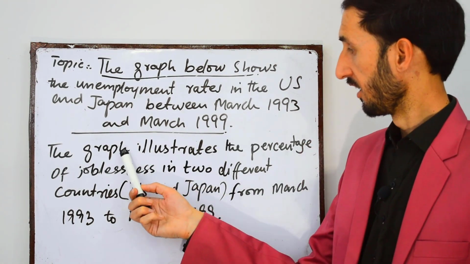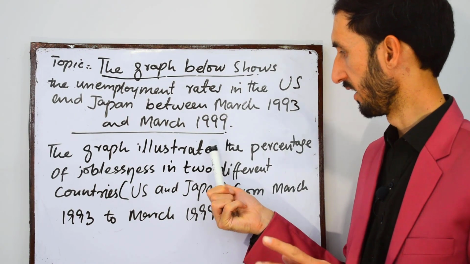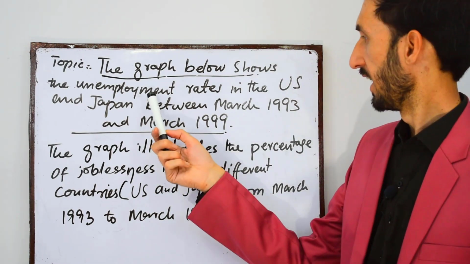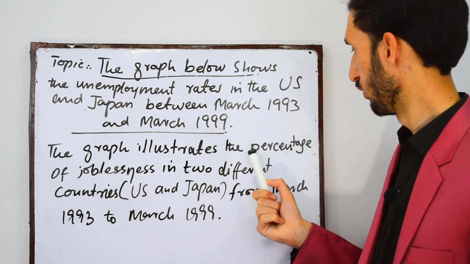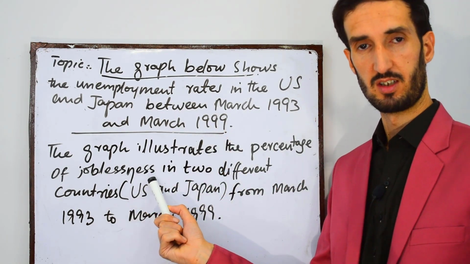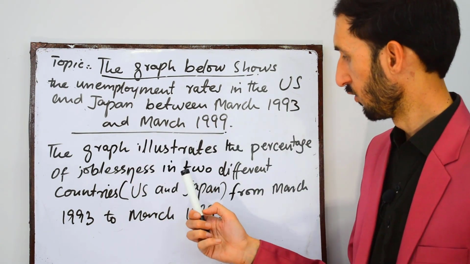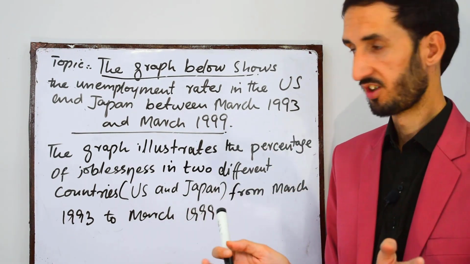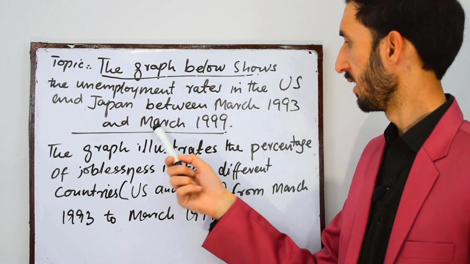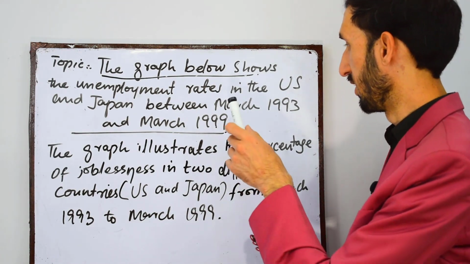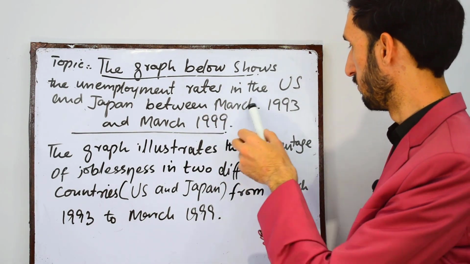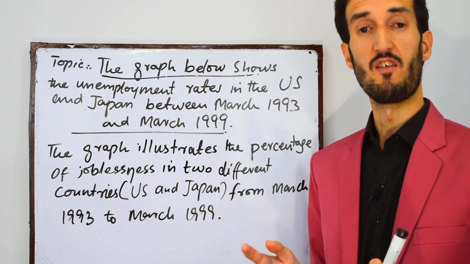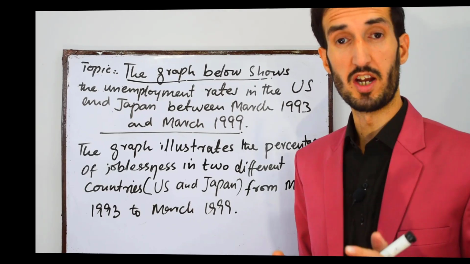See once again, the graph illustrates, and you can also write the graph gives information about. So I've used the word illustrates. The unemployment rate, I've used the percentage of joblessness. In the US and Japan, I've used in two different countries, US and Japan in brackets. Between March 1993 and March 1999. So between, I've used the word from March 1993 to March 1999. So I have paraphrased. Now, how to write the overview?